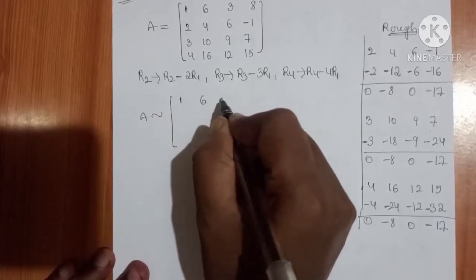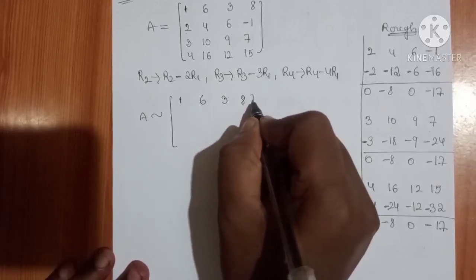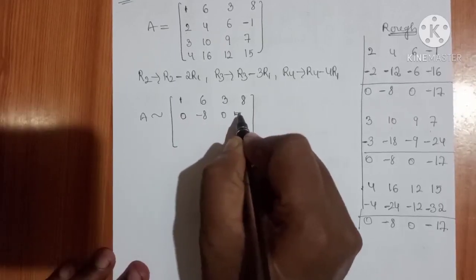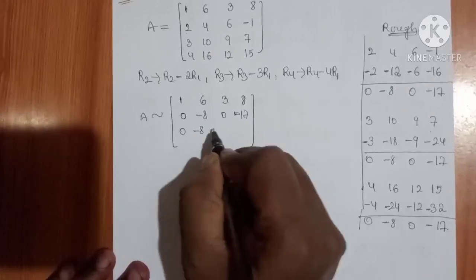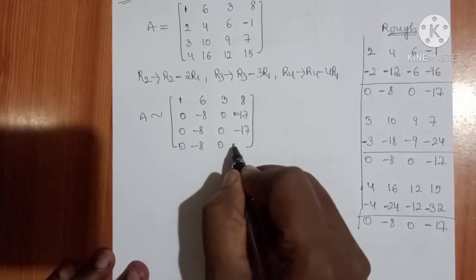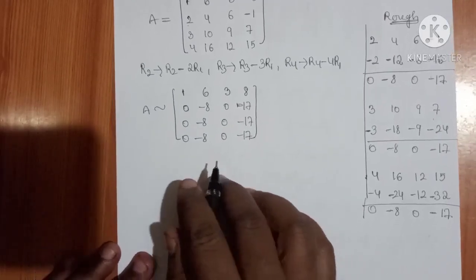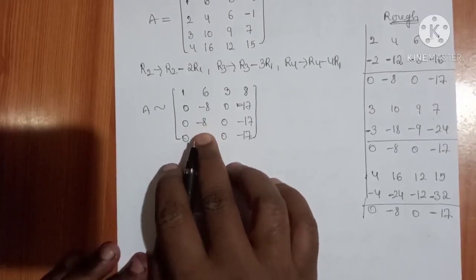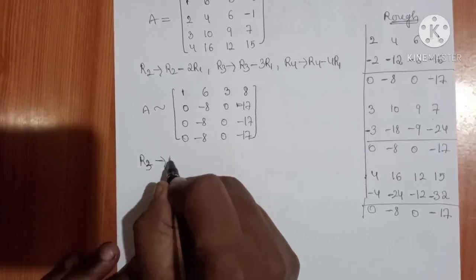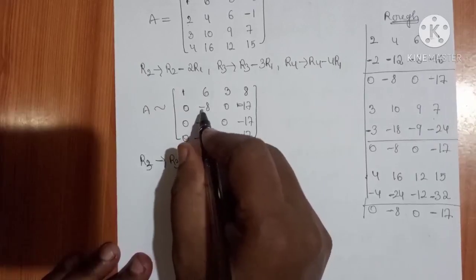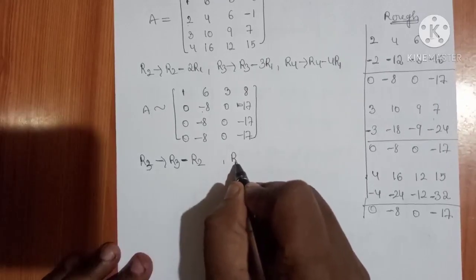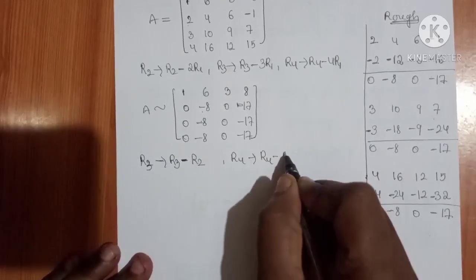1 6 3 8, 0 minus 8 0 minus 17. Again we got the same, 0 minus 8 0 minus 17. Okay, first we make these two elements 0, that is by using the operation R3 equals R3 minus R2, because these two are of the same sign, therefore we use the negative sign here. And R4 equals R4 minus R2.